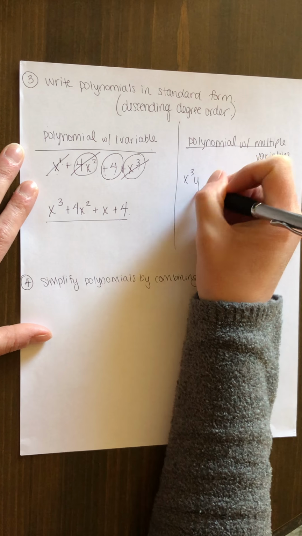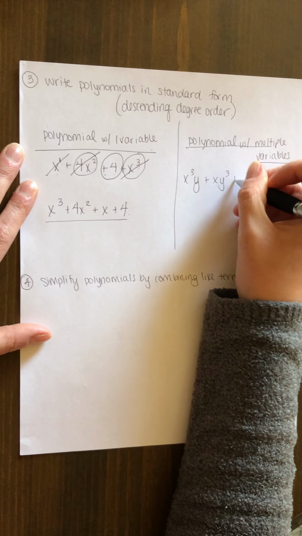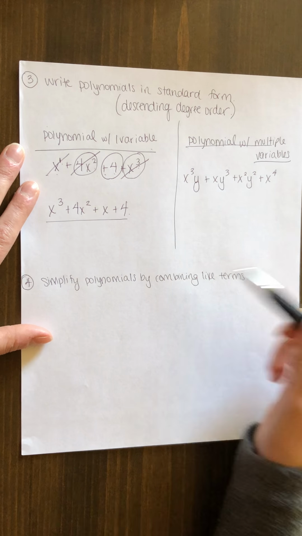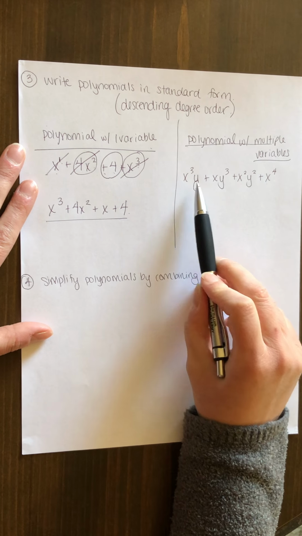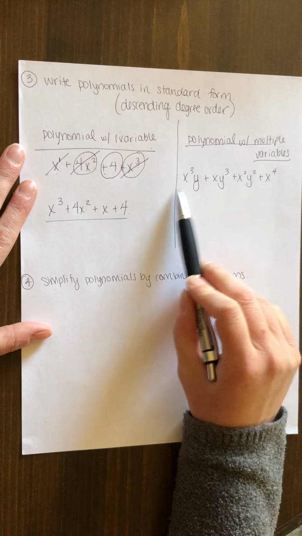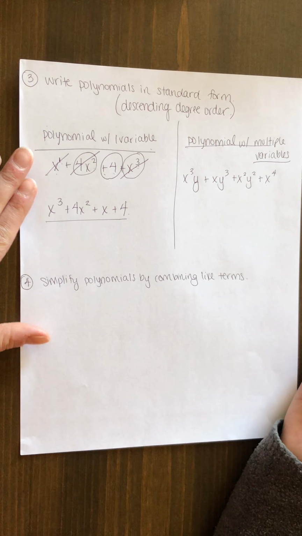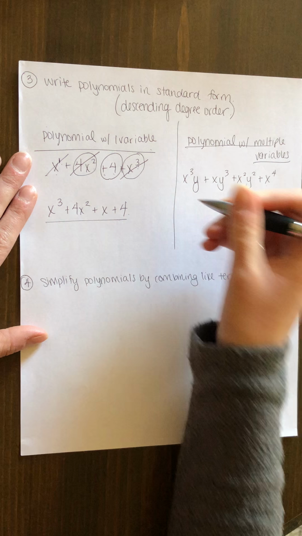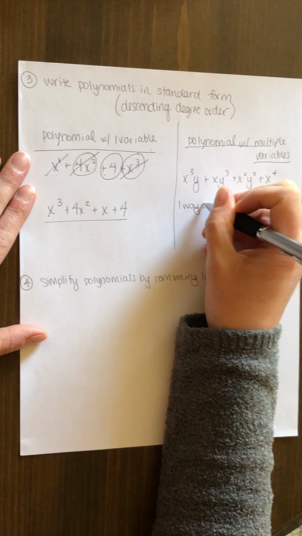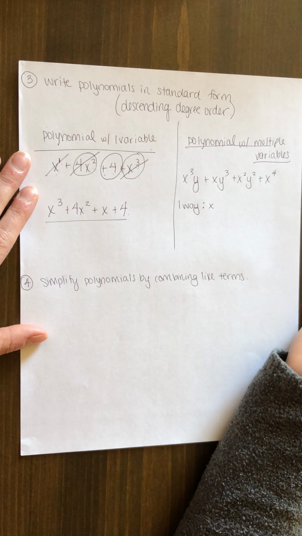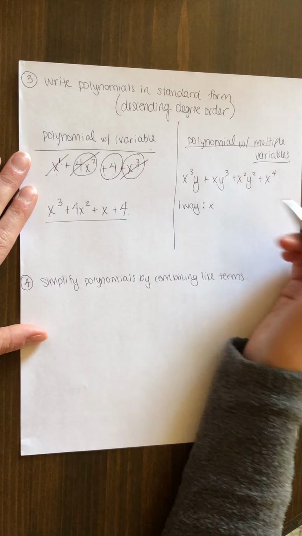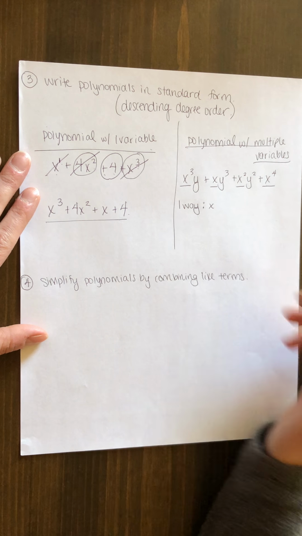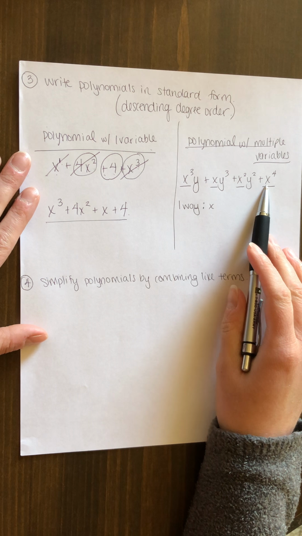Now if we have a polynomial with multiple variables, I scan over the polynomial, I have x's, y's, x's, y's, x's, y's, x. So two letters in the polynomial. I actually have different choices for how I write this in standard form. The first way is going to be by the x's. Because I have two letters, one of the letters is x. So I could take a look at the x values and write the terms in descending degree order based on the x's.